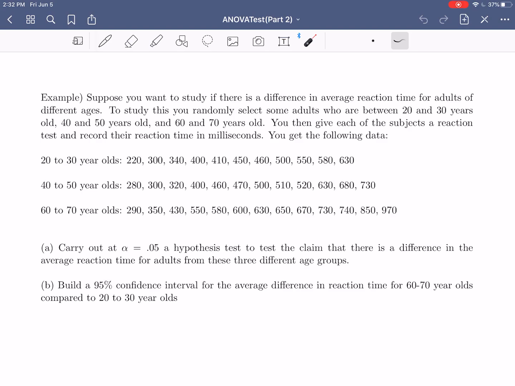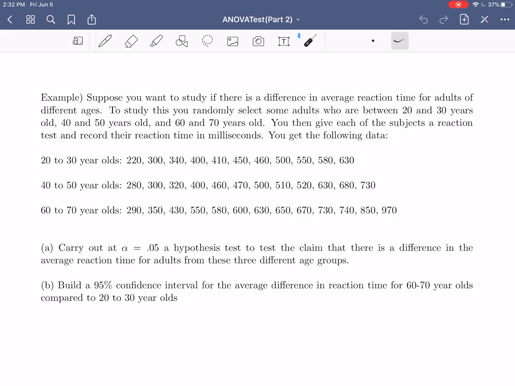So we're going to suppose you want to study if there's a difference in the average reaction time for adults of different ages. So to study this, you randomly select some adults who are between 20 and 30 years old, 40 and 50 years old, and 60 and 70 years old. You then give each of the subjects a reaction test and record their reaction time in milliseconds. So you get the following data.